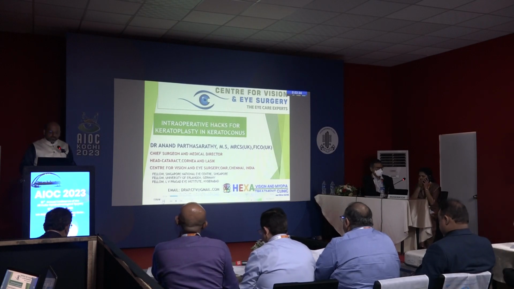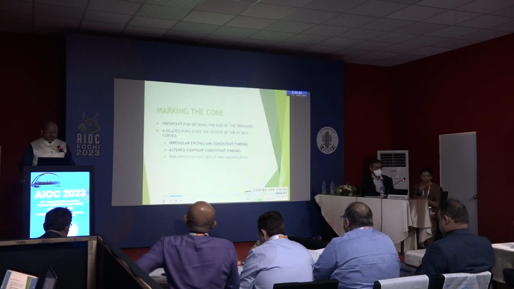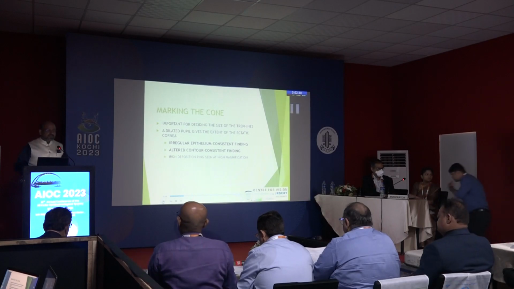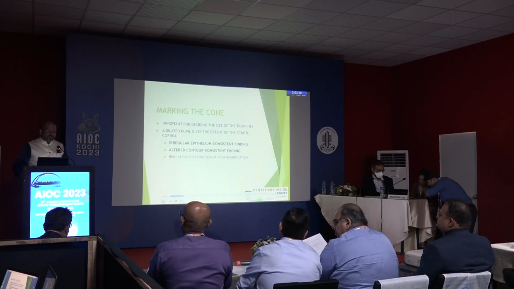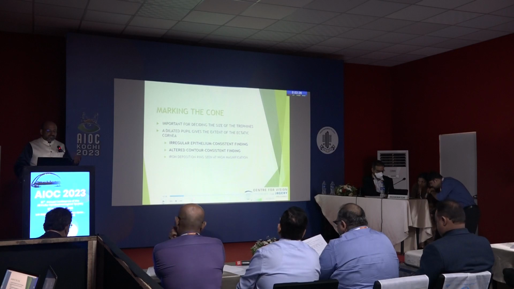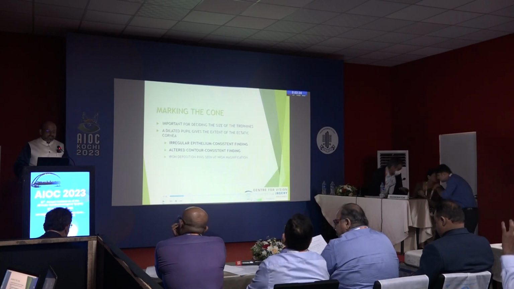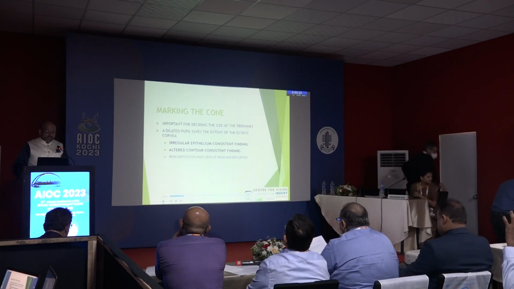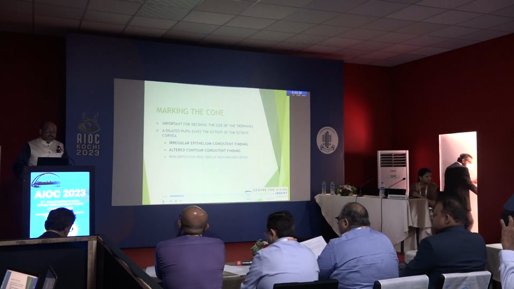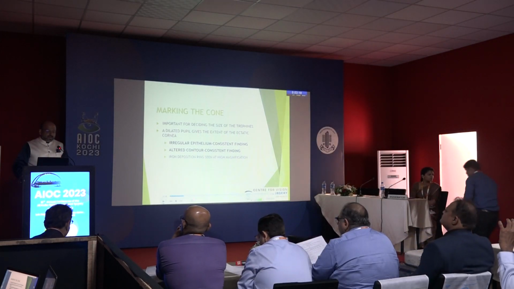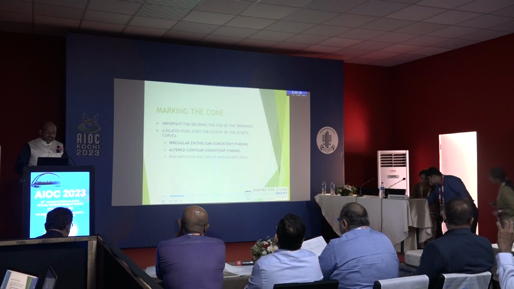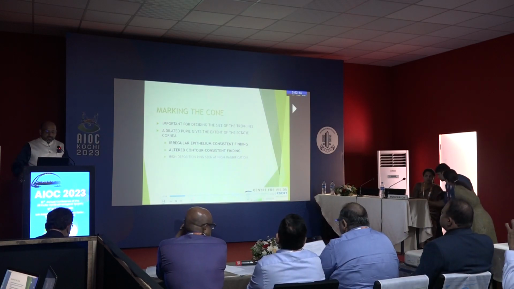over a period of time we have found that if you're able to mark the cone, and this is important for deciding the size of the trephine, the dilated pupil actually gives the extent of the ectatic cornea, both the irregular epithelium, which is a very consistent finding, and the altered contour, along with of course the iron deposition ring that we know about, seen at high magnification.